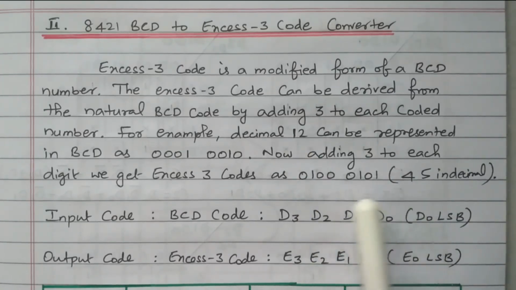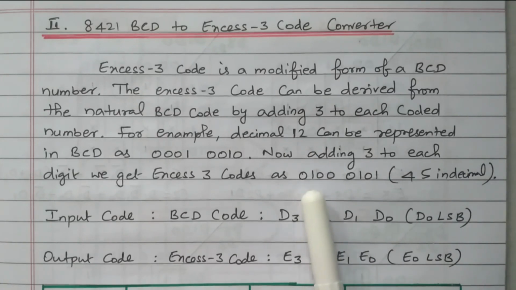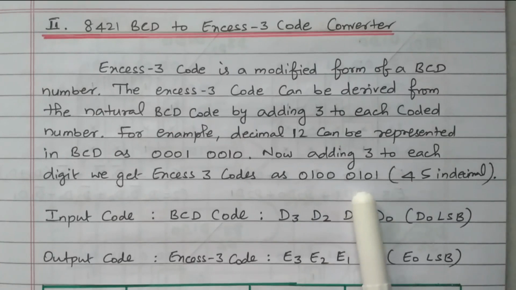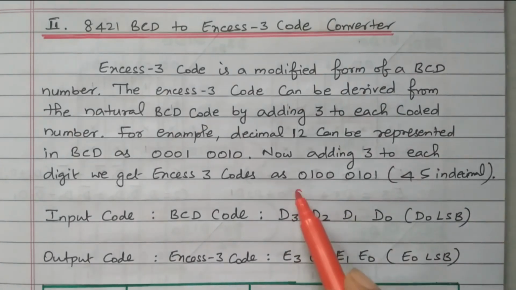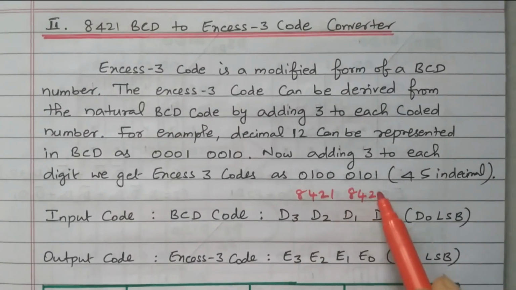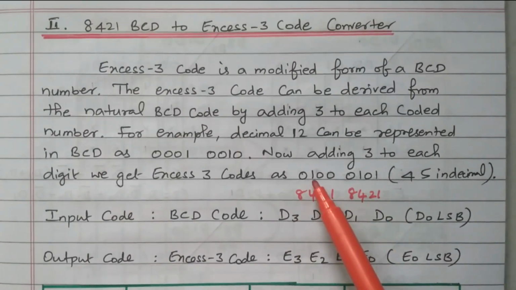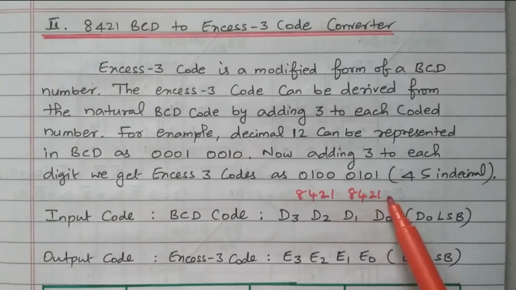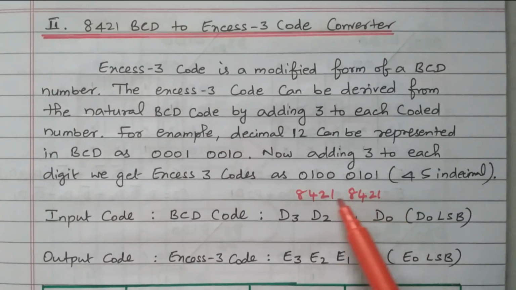Now 4 is represented separately as 0, 1, 0, 0. Then 5 is represented as 0, 1, 0, 1. Right. So here we are using the weightage 8421. Here also 8421. See this, the second digit is 1 means it is 4. Here second and fourth digit, so that 4 plus 1, 5. Right. So it is represented by the weightage 8421.